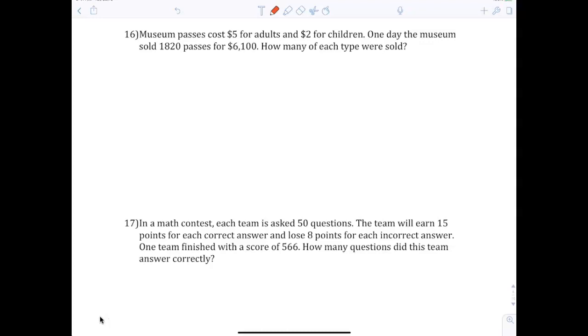Okay, so I said A is 5 equals 2. That's the amount of money for the... All right, so let me write that down because that's true. Your adults cost $5, and the children cost $2. Okay, so now what are you going to tell me? 6,100.